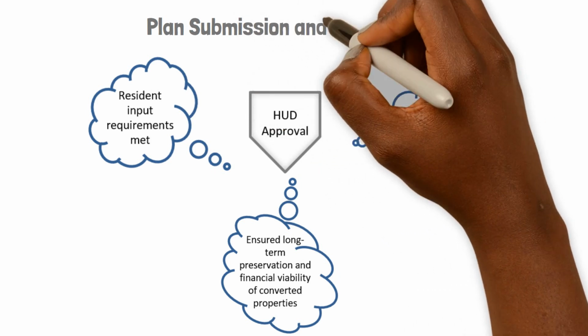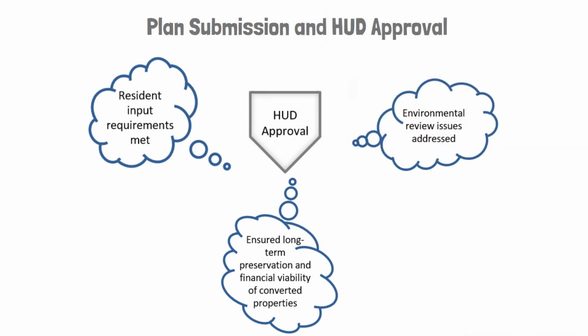A conversion plan includes all of the documents HUD will need to review in order to approve the conversion. HUD will assess your conversion plan to ensure the property will be physically and financially viable, and that the project is in compliance with all programmatic requirements. HUD will ensure that all issues from the environmental review have been addressed, or will be addressed in the rehab. HUD will ensure that all requirements have been met during resident engagement.